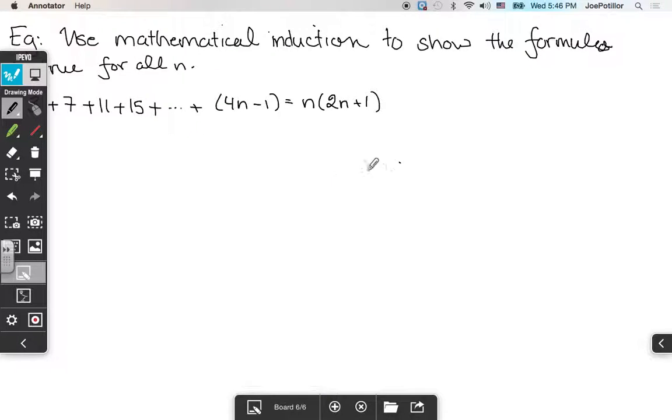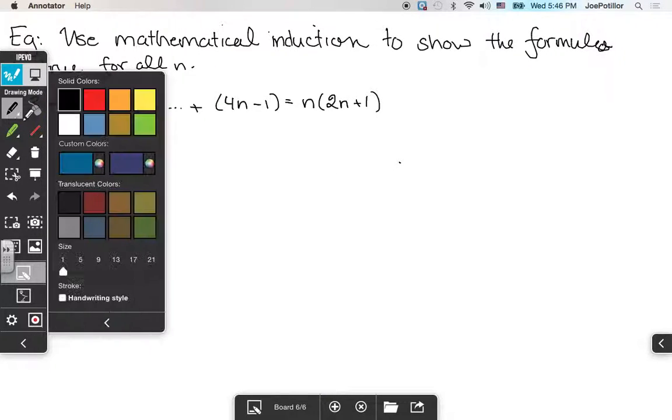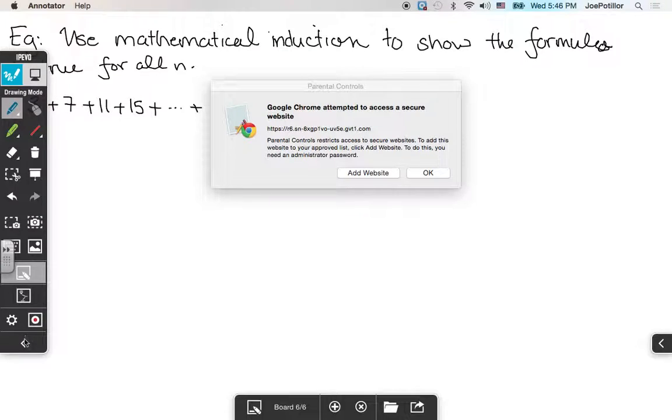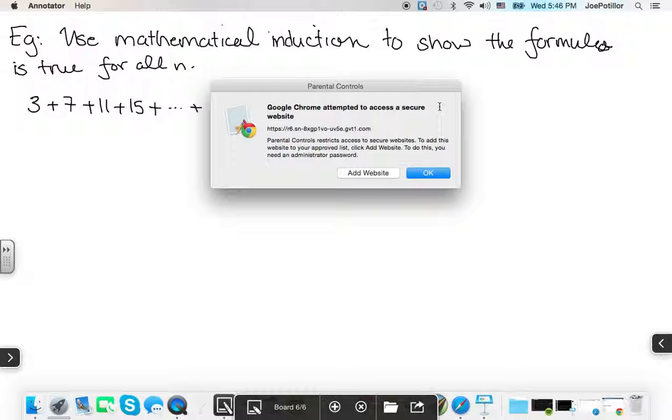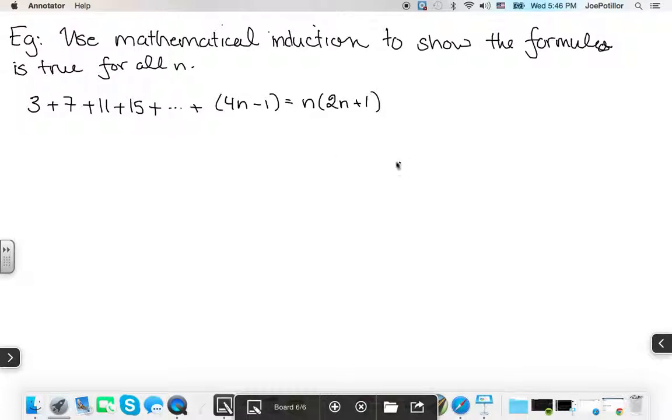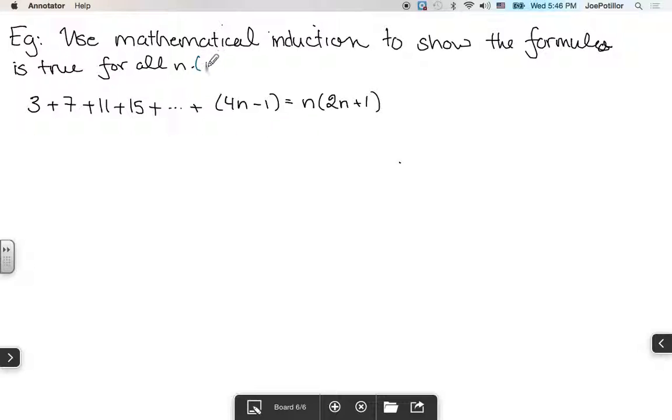So here's our problem. We're going to use mathematical induction to prove the statement is true for all positive n's. Okay. For all. I didn't write that in. Okay. So the first piece of mathematical induction, we need to show it for k equals 1, for n equals 1.